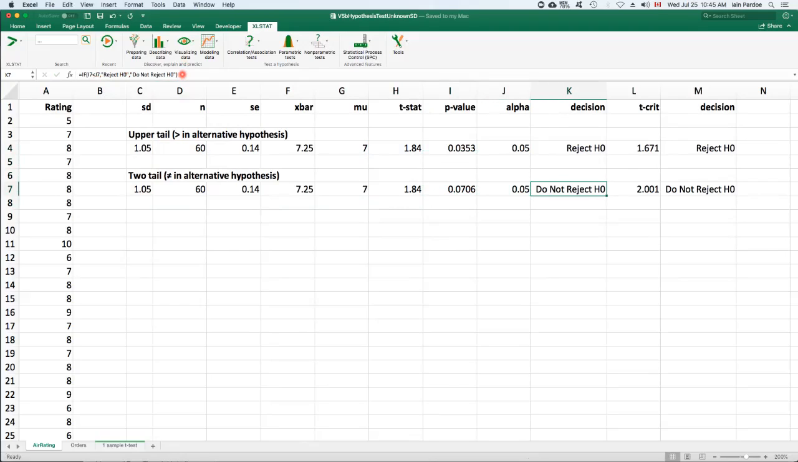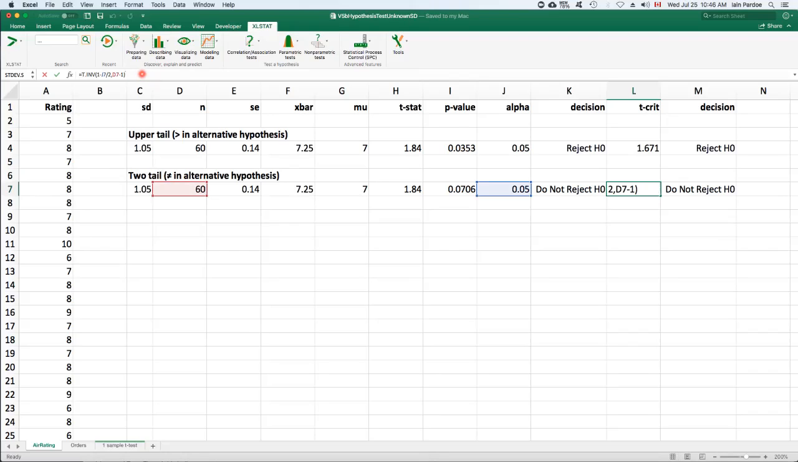Decision rule, same as always. If the p-value is less than the significance level, reject the null hypothesis. But it's not in this case. 0.0706 is not less than 0.05. So in this case, we would not reject the null hypothesis.